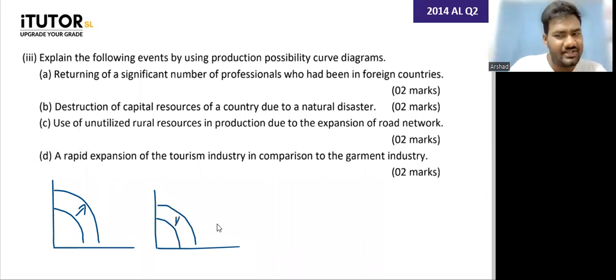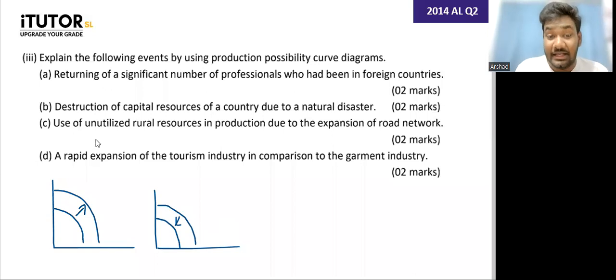What can be your explanation? Your explanation can say, as a result of a natural disaster, the destruction of capital resources would reduce the resource endowment, the amount of resources that the country has. As a result, the amount of goods and services that can be produced will decrease. This can be illustrated using an inward shift of the PPC. Look, this is not really an economic depression. This natural disaster is not really an economic depression. Don't write depression there. Okay?